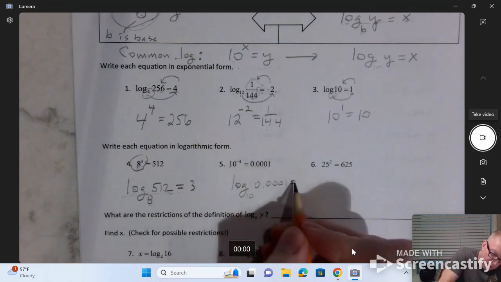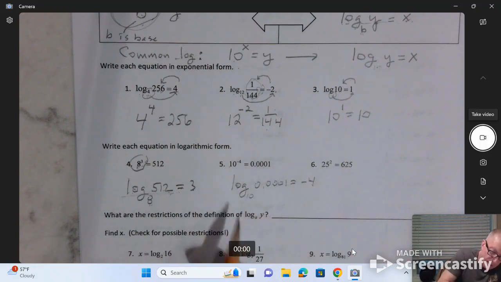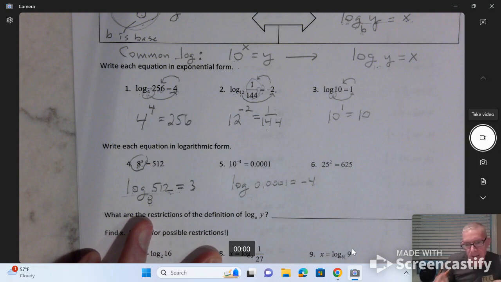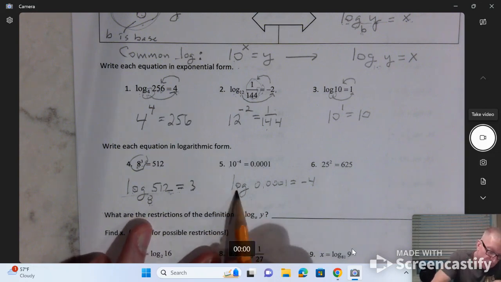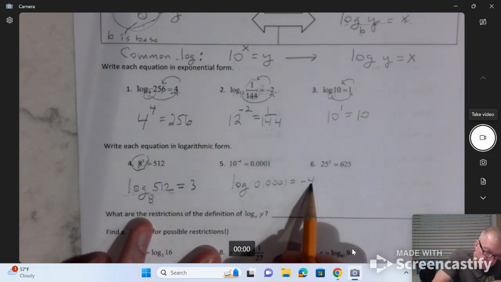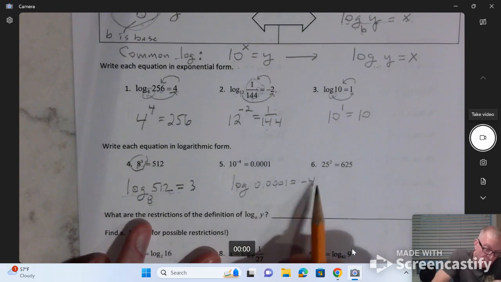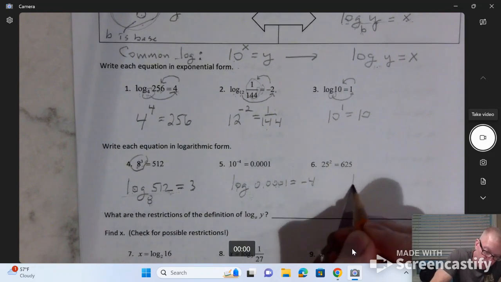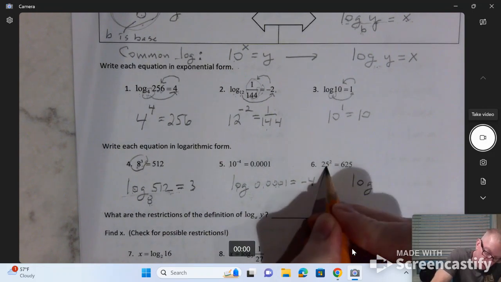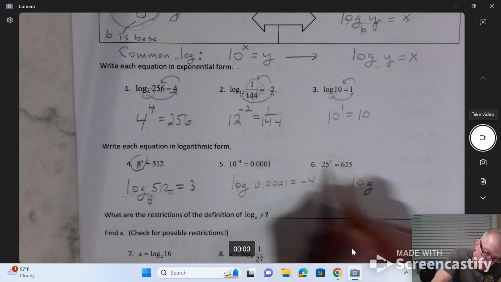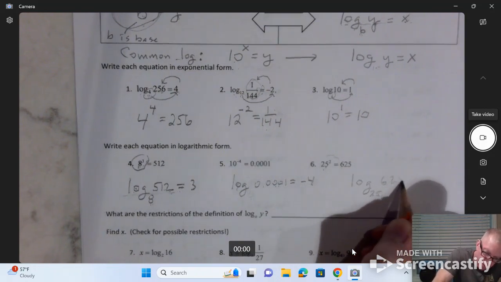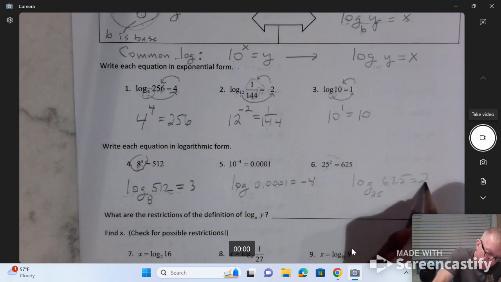is equal to -4. Okay, now again, when the base is 10, it's a common log, so we don't really put that there. It's not really proper notation to put that there. It's kind of redundant. Okay, but the log of the number is my exponent. The log of this number is the exponent I would have to put on this base of 10 to get this number. Okay, this one over here, we'd have log. The base of my exponential expression is 25, so log base 25 of 625 is equal to my exponent 2.